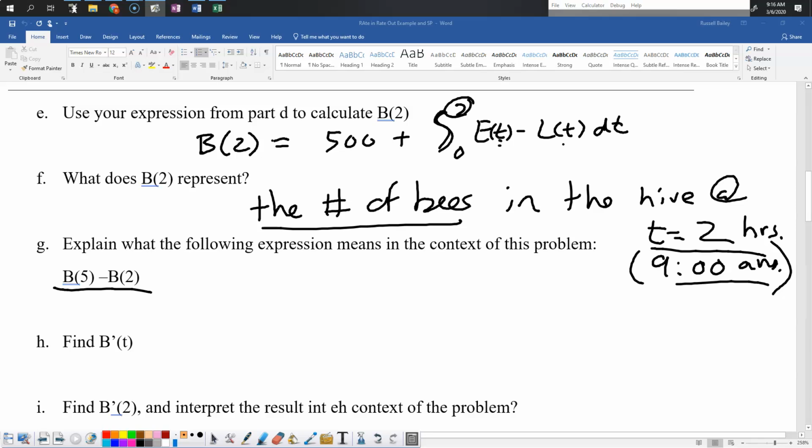What does B of 2 represent? The number of bees at 9 a.m. The number of bees in the hive at 9 a.m., right? So what does B of 5 represent? The number of bees at 12 p.m. So B of 5 represents how many bees are in the hive at 12. B of 2 represents how many bees are in the hive at 9. What would that mean if you subtracted that?